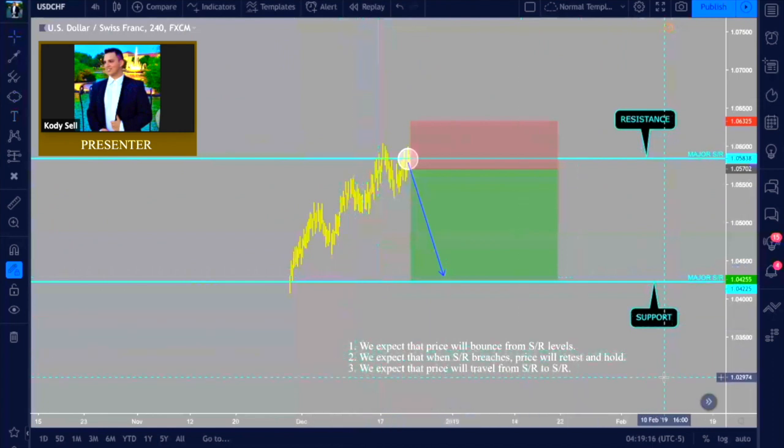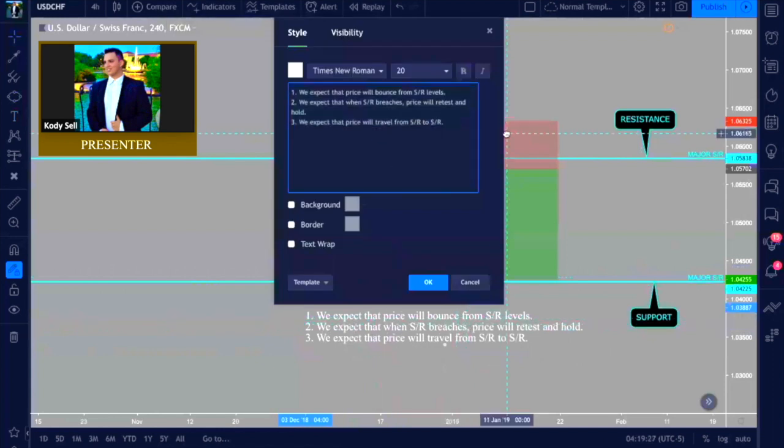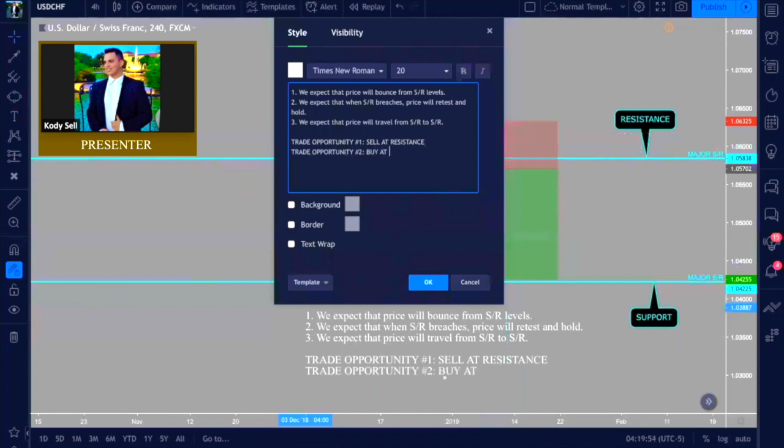Okay? And this right here brings up the first trade opportunity. So we're going to come down here to our special list and we're going to add something very important. Trade opportunity number 1. Sell at resistance. Now, if that's the first trade opportunity, what do you think the second trade opportunity is? Trade opportunity number 2. Buy at support.